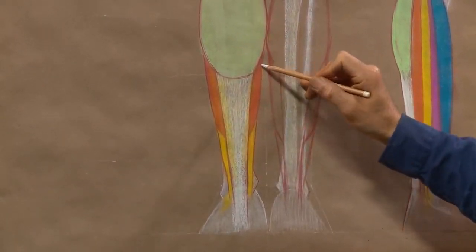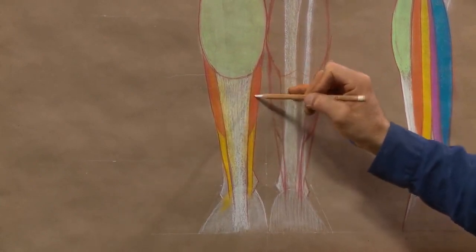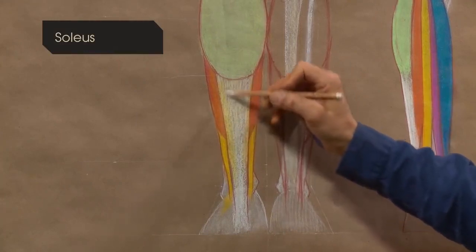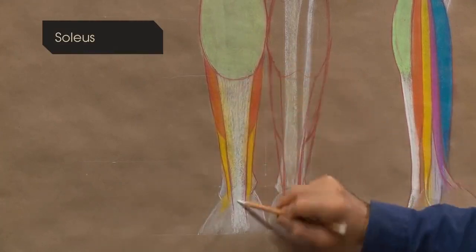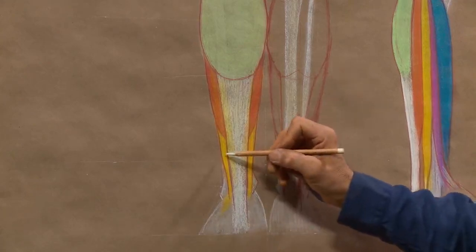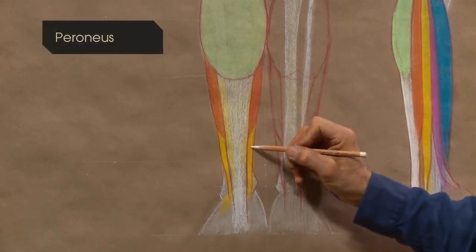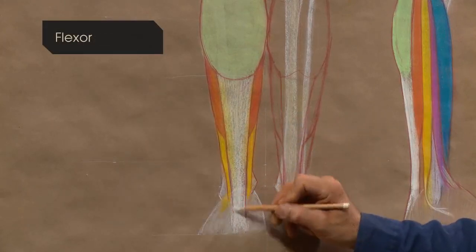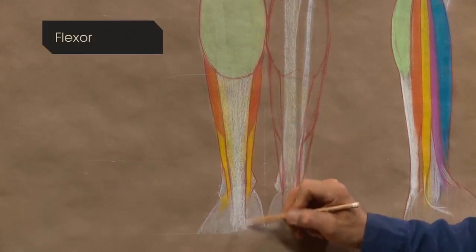And in this conical shape, I'm going to find the soleus, which is going to be partially hidden, actually most of it hidden by the Achilles tendon. And below it, I'm going to have two more muscles. I'm going to have the peroneus, and I'm going to have the flexor of the fingers. Okay, so the Achilles tendon will connect with the heel here.